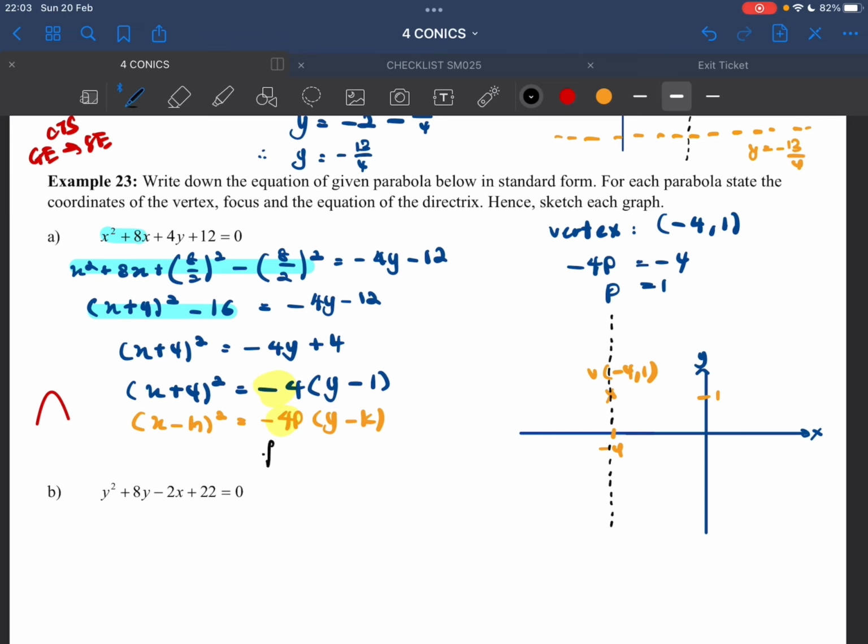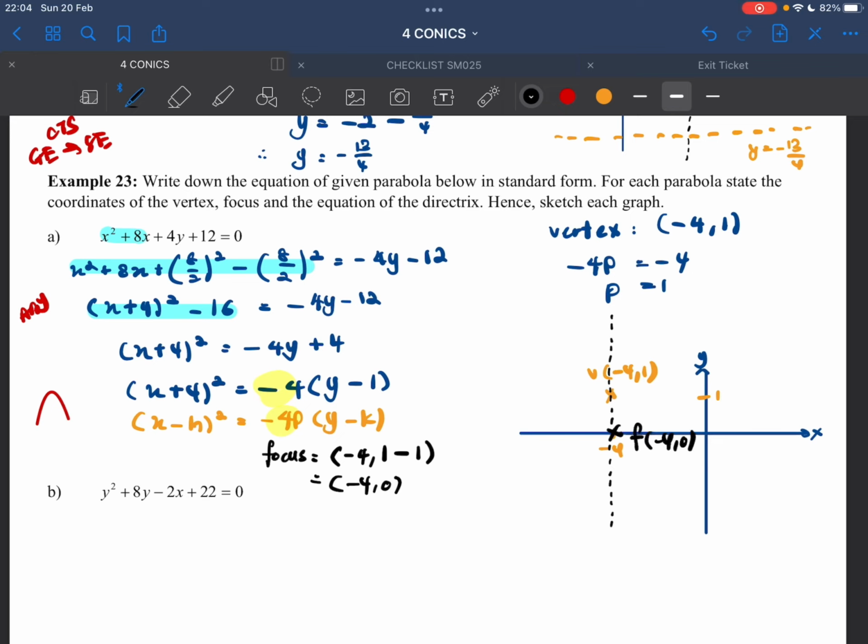So the focus is equal to, since here we have the parabola opening downward, the y coordinate will change. The x coordinate will not change, so just put -4 here. This one will not change. And here 1, since the focus is below the vertex, you're going to minus p, which in this case is 1. So your focus is going to be -4, 0, which lies on the x-axis. So here is your focus.